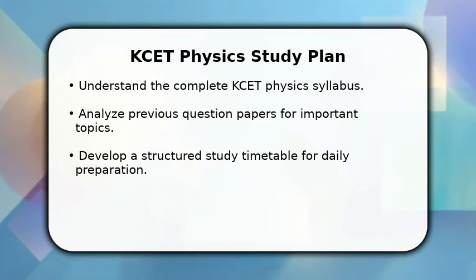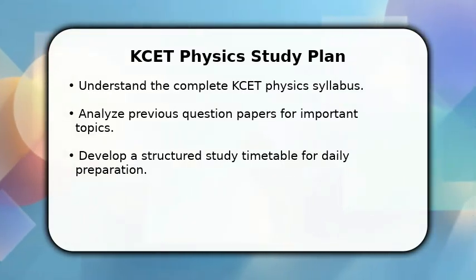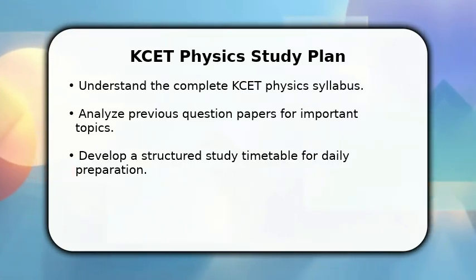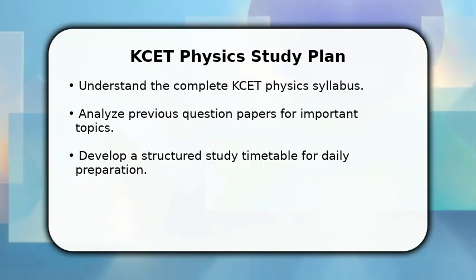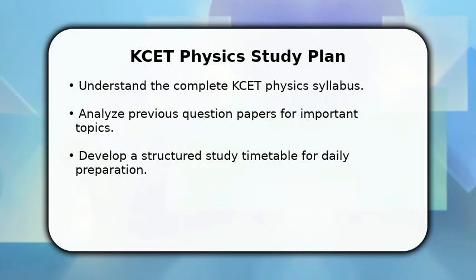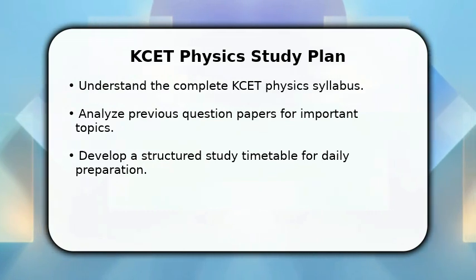In this video, I will explain how to study physics for KCET. To begin, thoroughly understand the entire syllabus, noting all topics and subtopics. Next, analyze past question papers from the last 5 to 7 years to identify recurring themes and question patterns. Finally, create a realistic and consistent study timetable, allocating specific time slots for each subject and topic daily. This foundational step is crucial for effective and organized preparation.